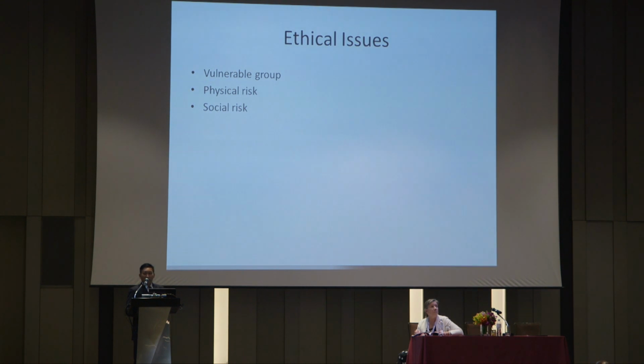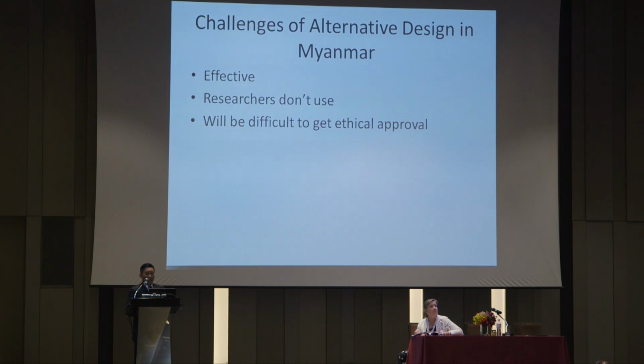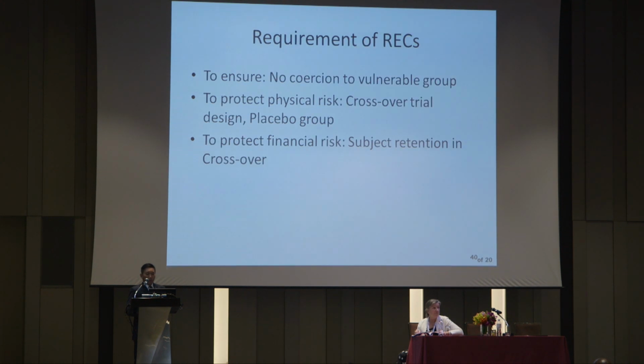There can be physical risks, especially in giving 2 drugs or a placebo group, and there can be social risks in the case of HIV vaccine trials. The challenge of alternative designs in Myanmar is that researchers are not doing them because they are not used to them. Even the statisticians and our research ethics committees are not used to them, although they are very effective and raise fewer ethical issues.